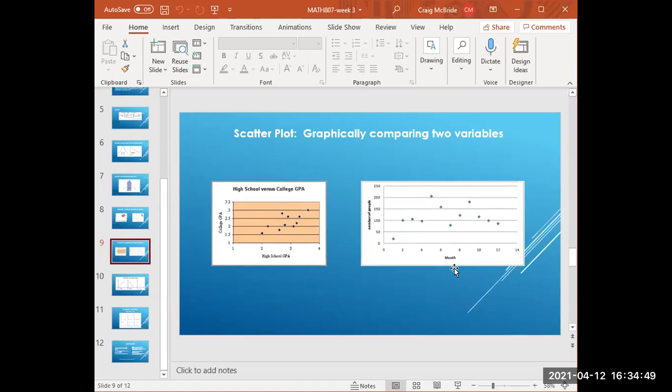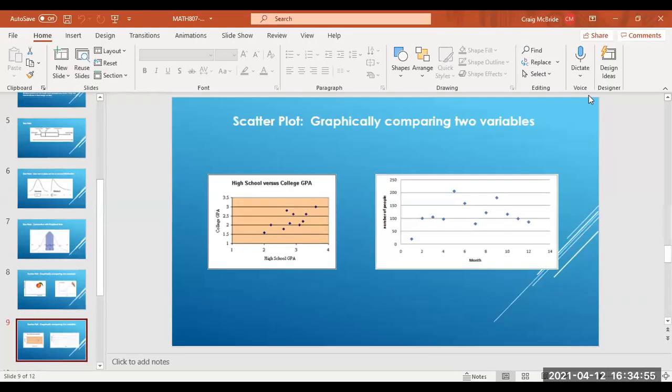And then, of course, this one, month, and barely see it. Let's see. Holy moly, that's tiny. Number of people. Oh, number of people. I wonder if that's number of people born in a month.